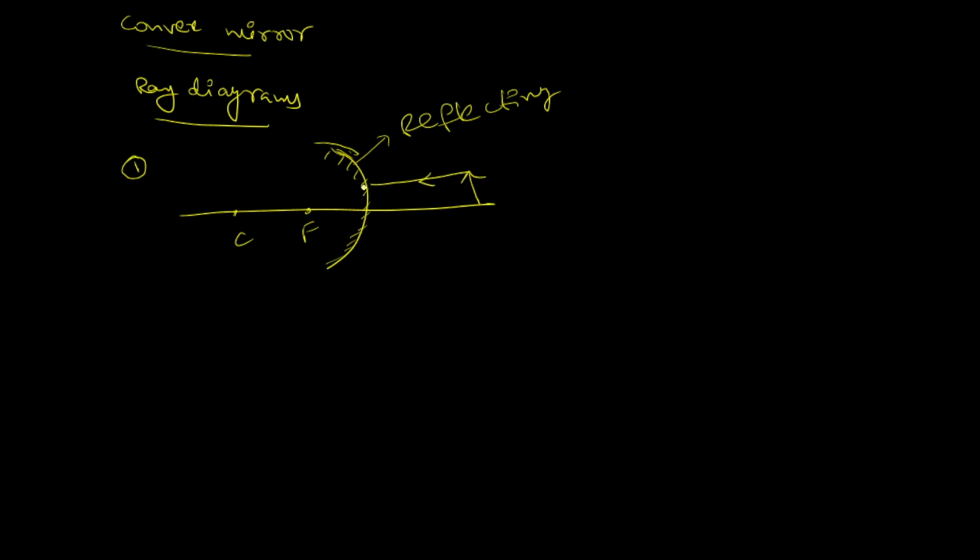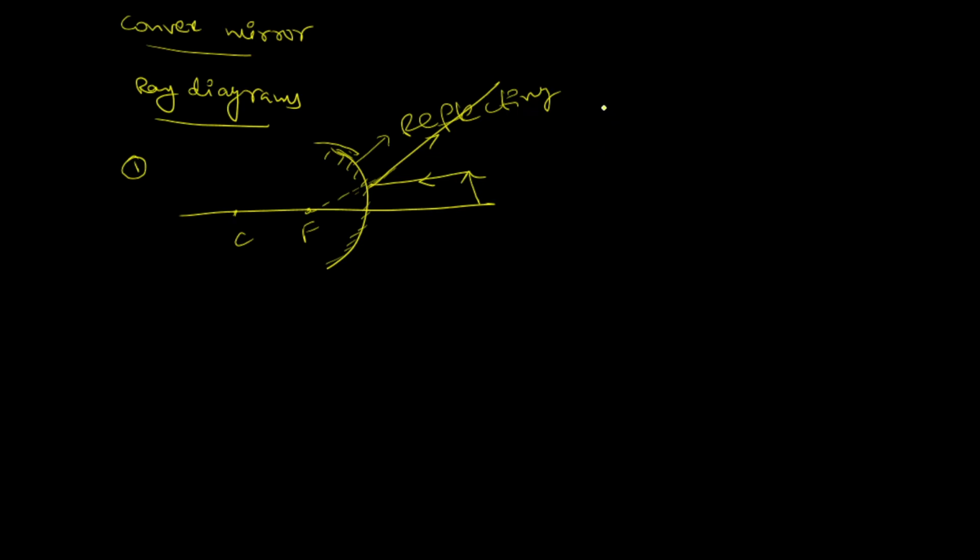This ray is incident on the spherical mirror, and after reflection this ray appears to be coming from the focus point. If you extend this reflecting ray on the other side, you will feel that this ray is coming from this focus point. The reflecting ray is coming from this focus point. This is the reflecting ray.